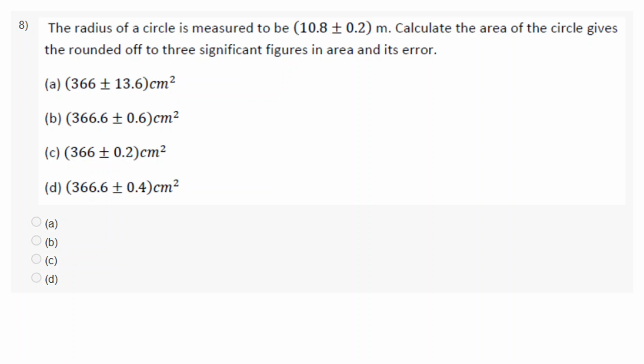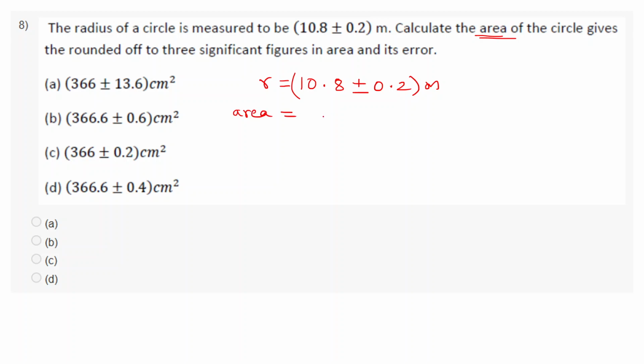Now next question. The next question is: the radius of a circle is measured and reported like this, in meters. Calculate the area of the circle, giving the area rounded off to three significant figures, and its error. Okay, so the radius of the circle is this. We need to calculate the area.